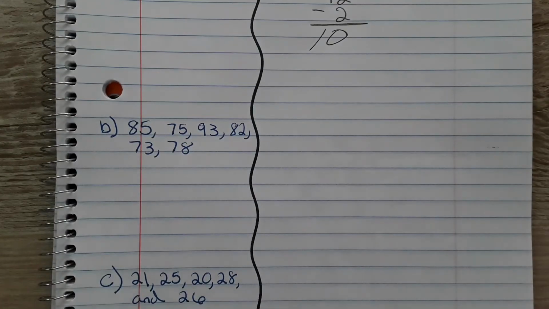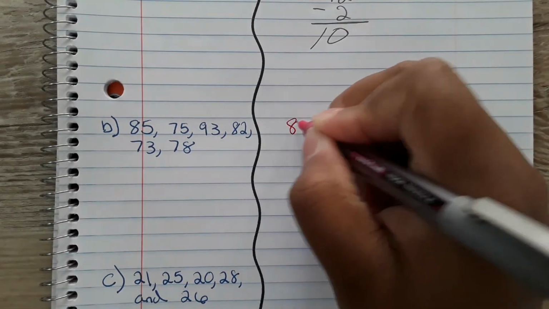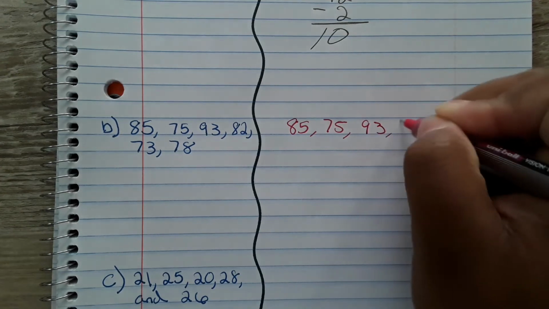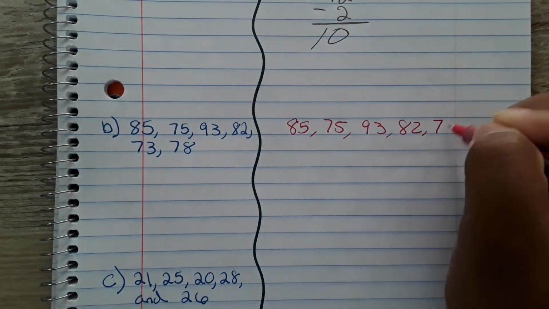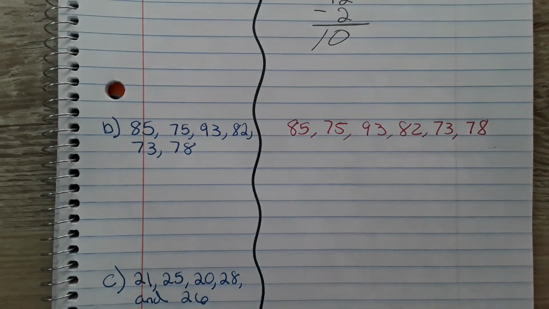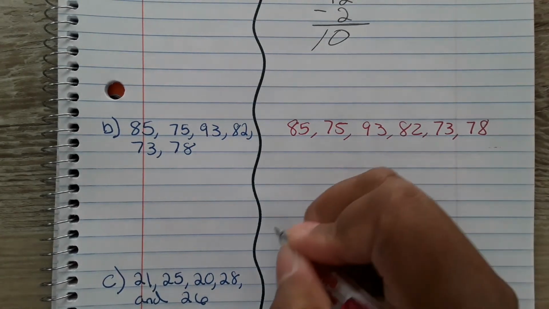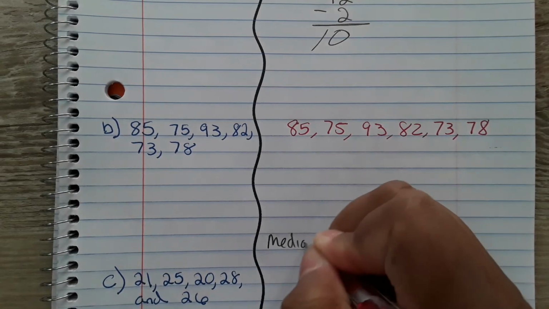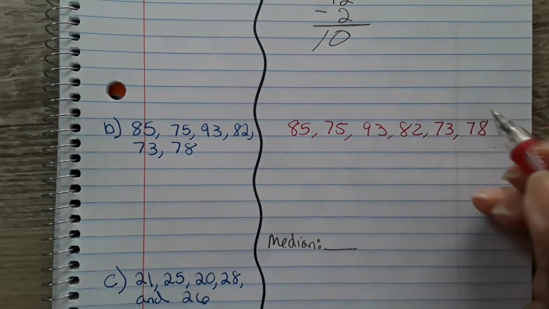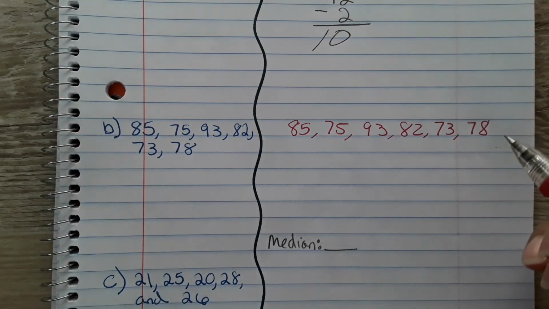All right. Our set of numbers here include 85, 75, 93, 82, 73, and 78. Again, I want to start with my median. So that means I need to list my numbers in order. I'm going to go from least to greatest.